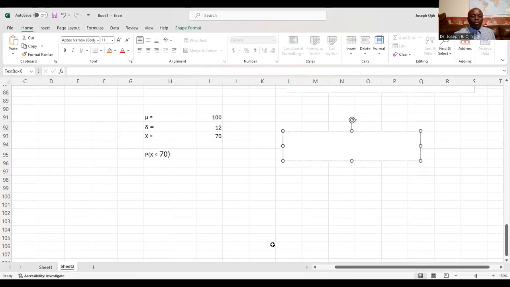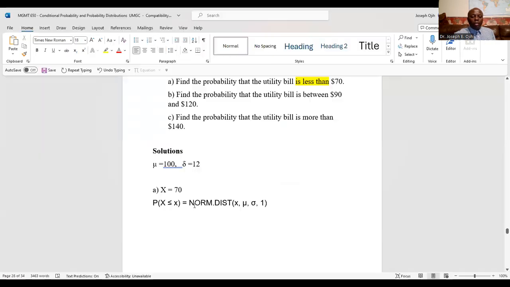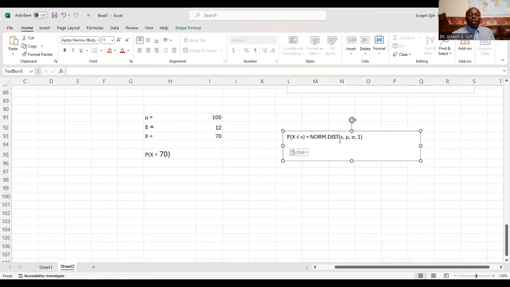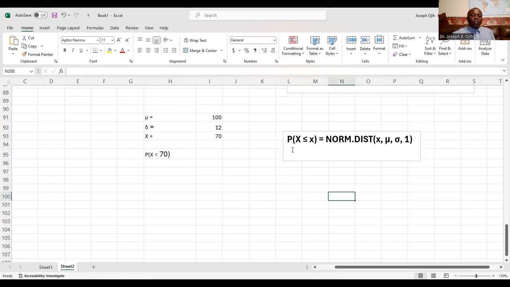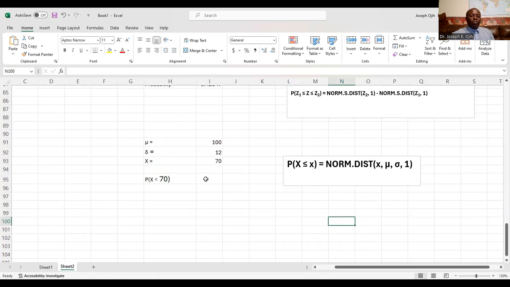Now I'm going to take you to the Word document to get the formula. The formula is right here. It's this one here. Then I take you to Excel and put it right there. I'll make it big and bold so you can see it clearly. That's the formula right here. So we apply it to this question: less than $70.